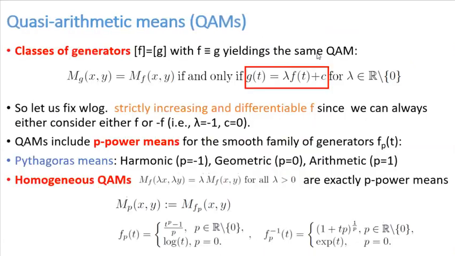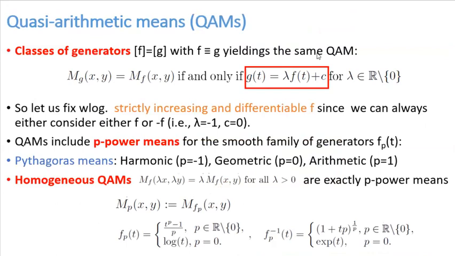So first, I just want to mention that there's an equivalence class of generators, G and A, so that if they just differ by a scalar affine term, they yield the same mean.